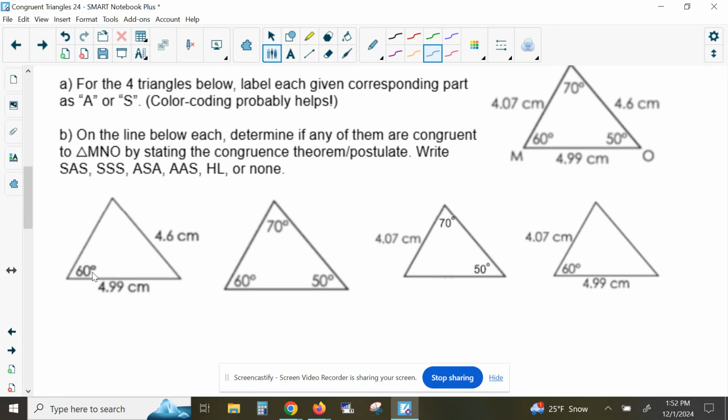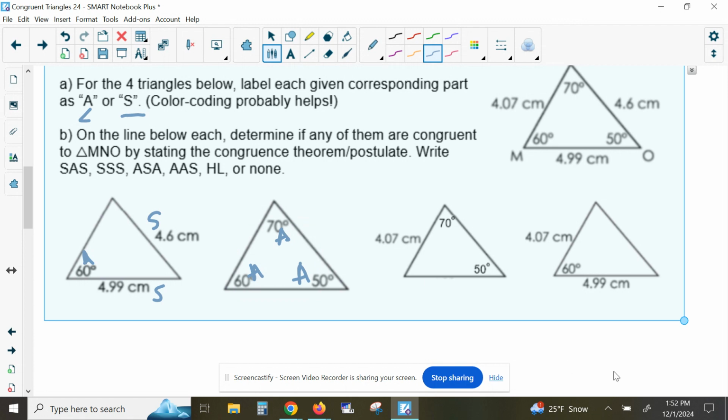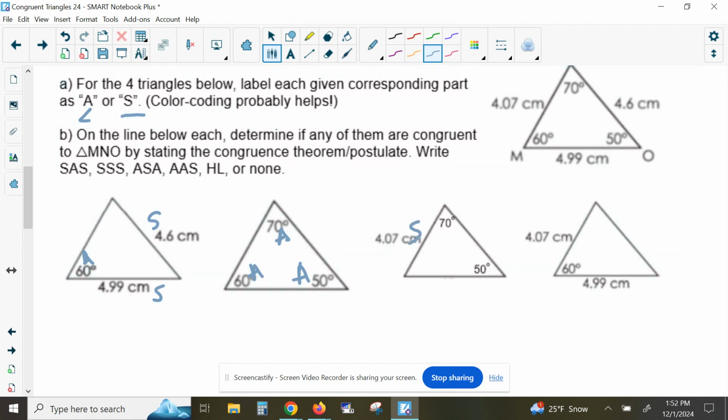Angles are the little V shapes, right? And sides are the segments. So this little V shape, that's an A. This is a side. This is a side. These are all A's. Those are all degrees. Angles are measured in degrees. Sides are measured in lengths. This over here is going to be a side. This is an A. This is an A. This is an A. This is a side. This is a side.